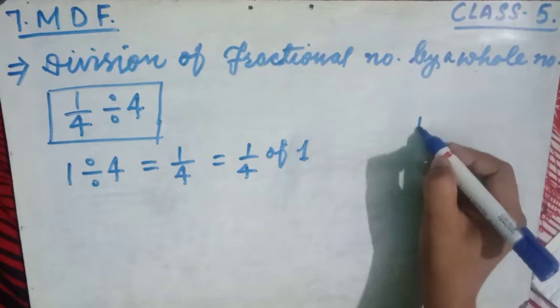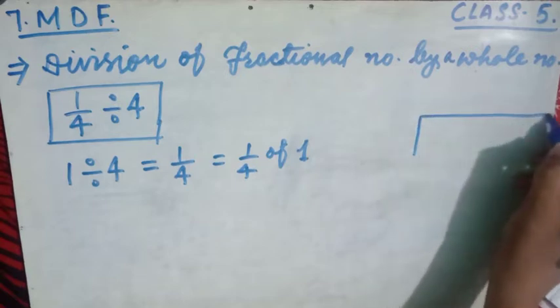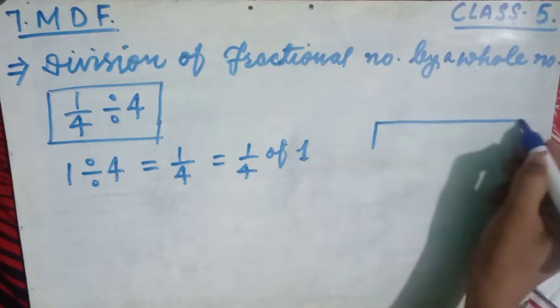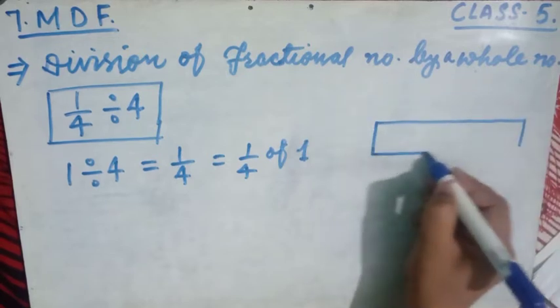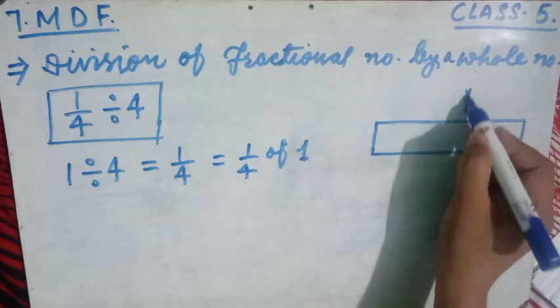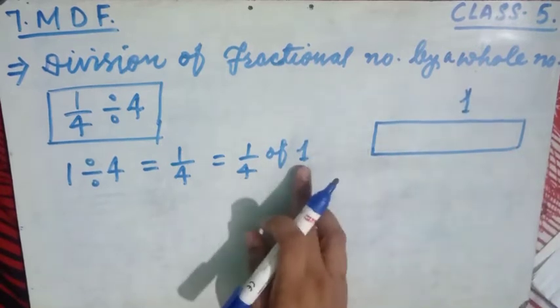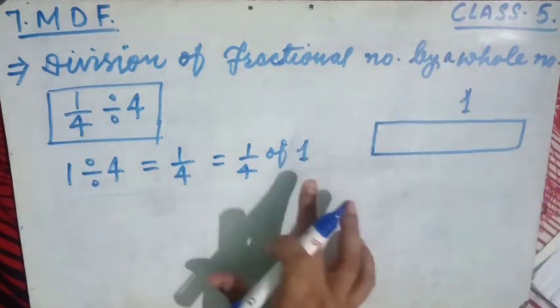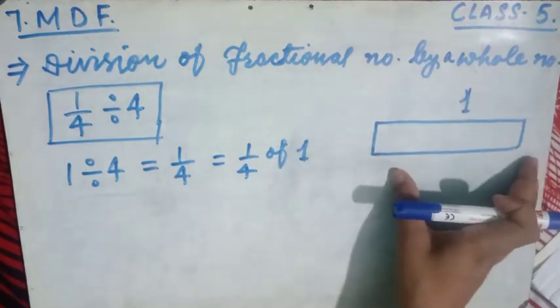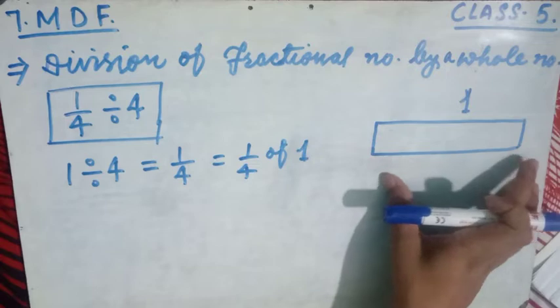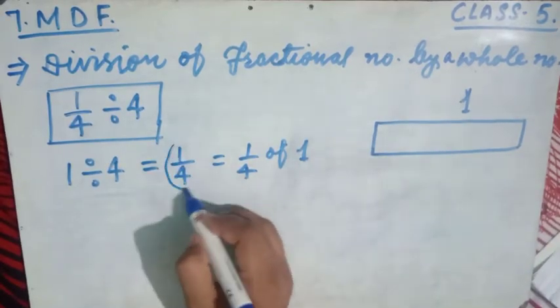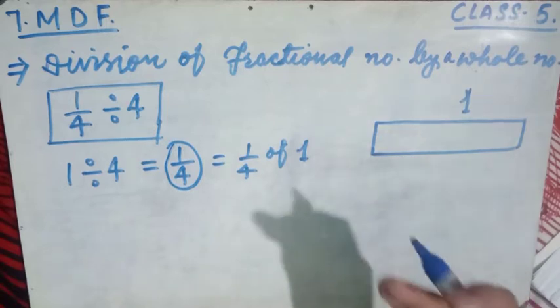Suppose, have a look, there is a rectangular shape here. We are going to make a rectangular shape here. This is the whole one thing. 1 by 4 of 1 means this is obviously 1/4 of this whole thing. Now 1/4 of this whole thing means this one thing is divided into 4 equal parts.